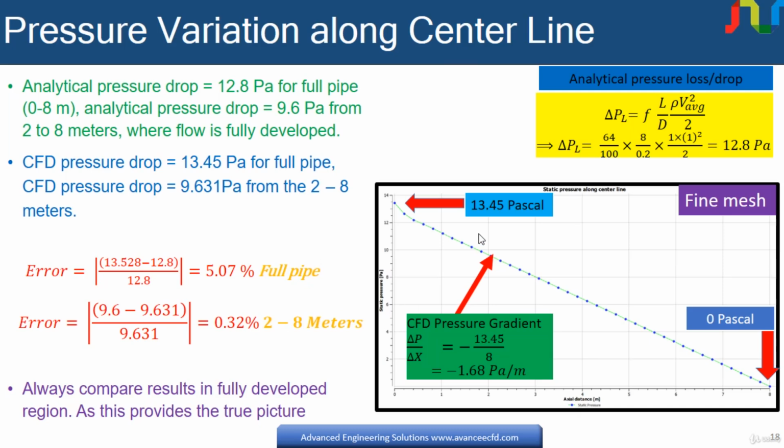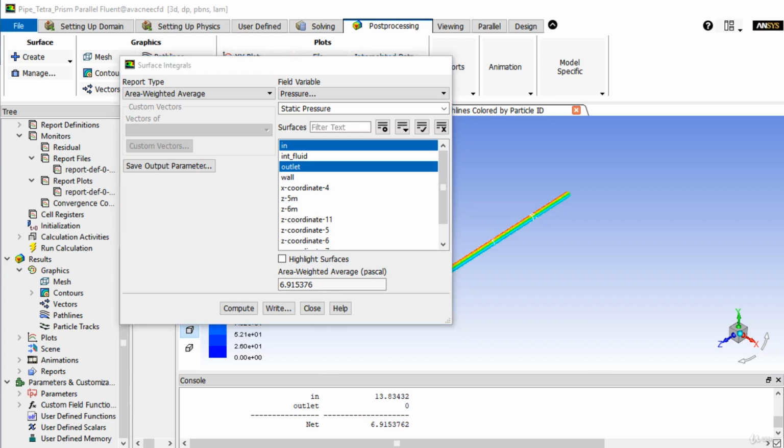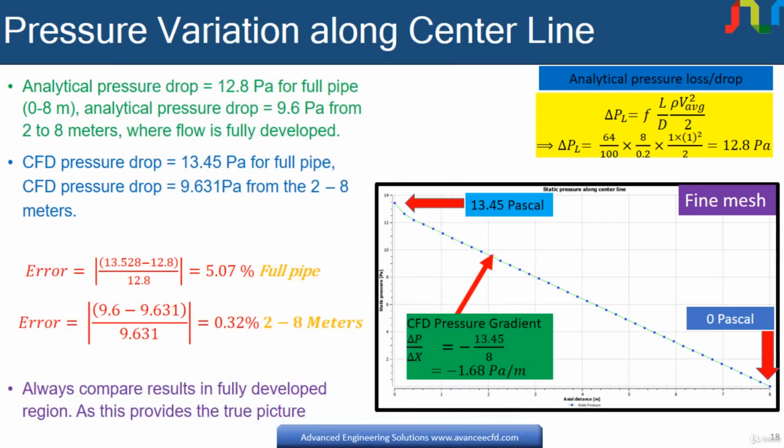And here is the pressure plot in the CFX with the hexa meshing. And you can see here that at the inlet the pressure is 13.45 and at the outlet is 0. And here we have the 13.83. So almost same values here also. And if we check the pressure gradient, this will also be equal to minus 1.6, maybe 1.67 or maybe 1.69. So they are almost same.